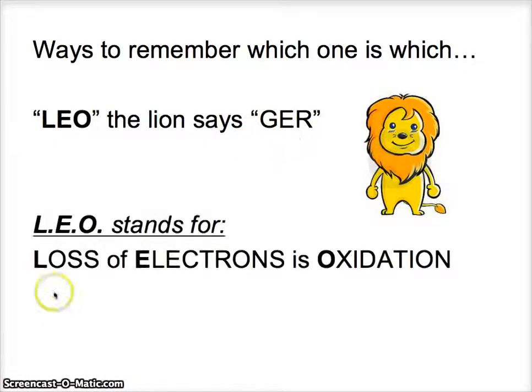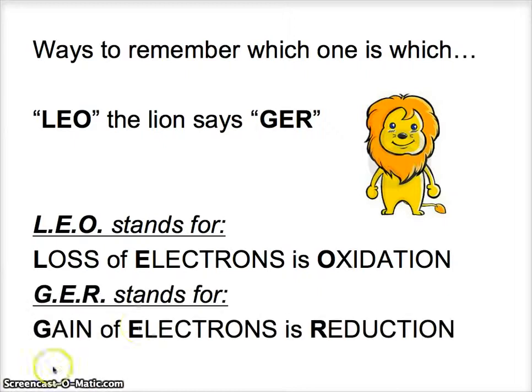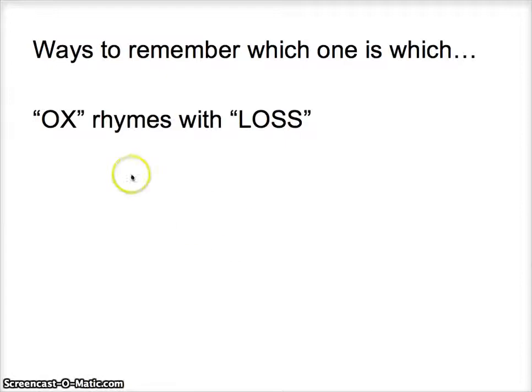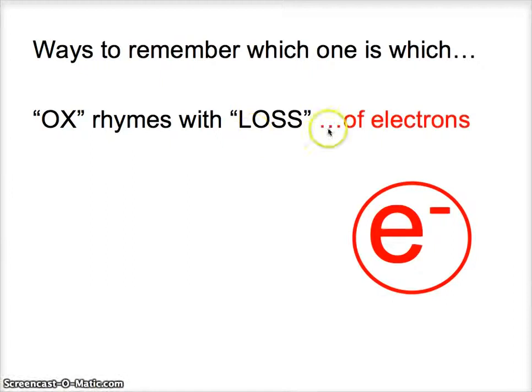Leo stands for loss of electrons is oxidation, and from that same sort of idea, you can know that GER stands for gain of electrons is reduction. One that I always liked is ox rhymes with loss. Ox, loss, ox, loss. I always thought that sort of rhymed together, and I always would refer to ox as being oxidation and loss referring to the loss of electrons.